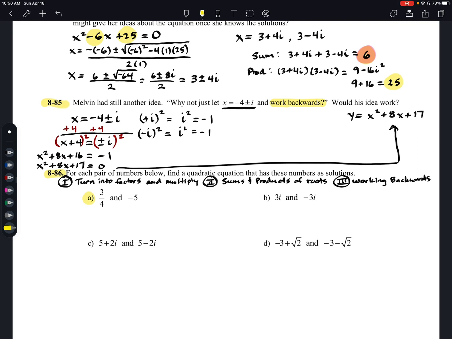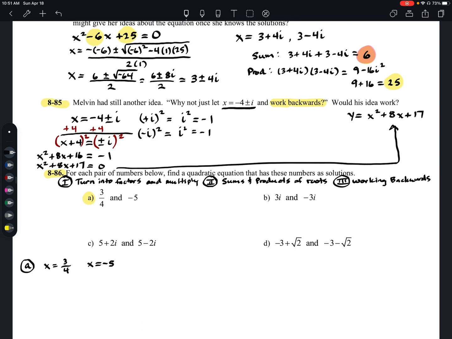I have 3/4 and -5. Now notice these are just real numbers. Okay, so everything that we're doing above also works with real numbers. Now, if it's me, I might go ahead and just do my method number 1 with A. And here's why. Because if I say x equals 3/4, I don't like adding and multiplying with the fractions, right? So I'm going to go ahead and use this method number 1 for letter A.